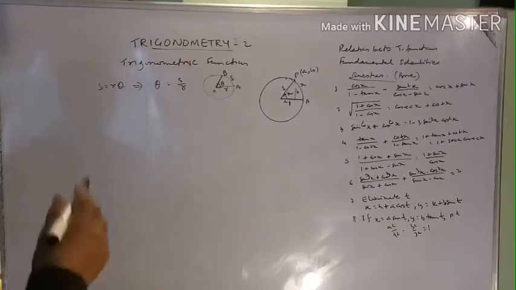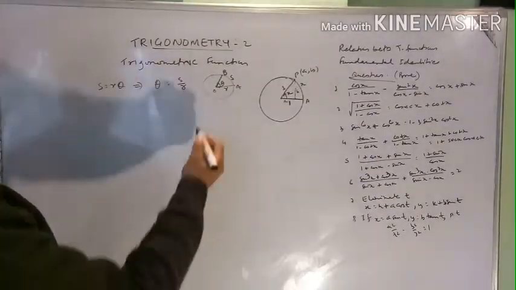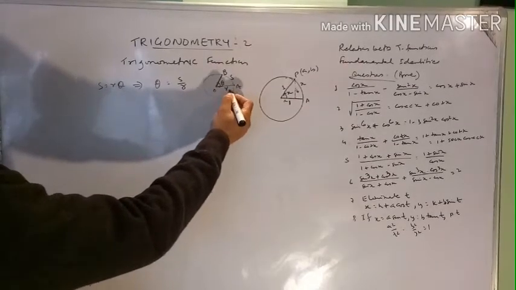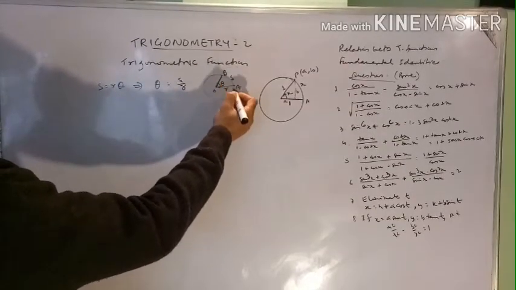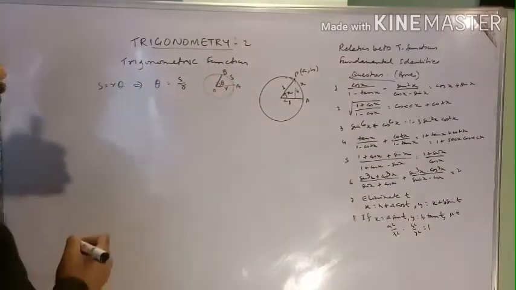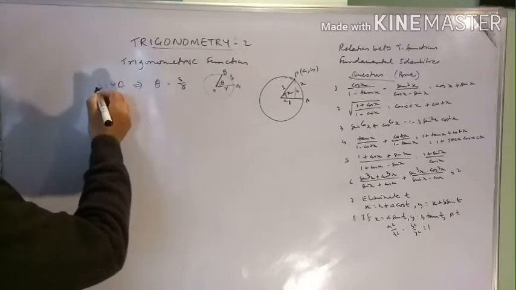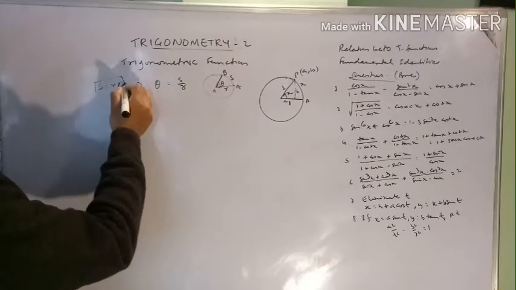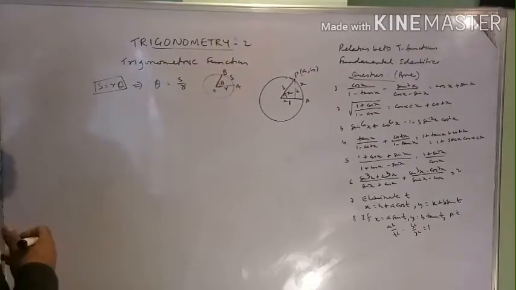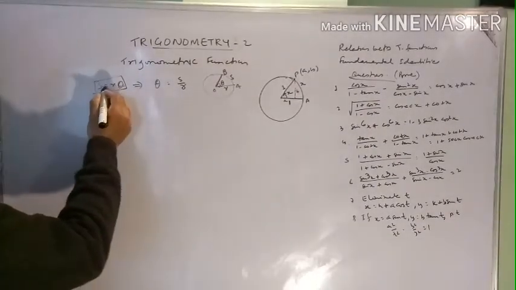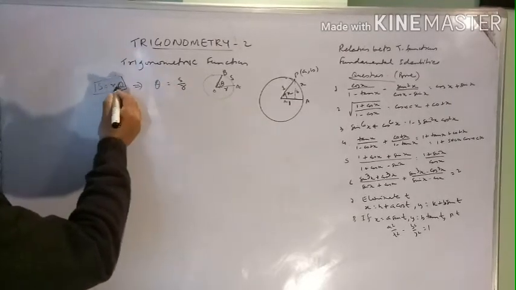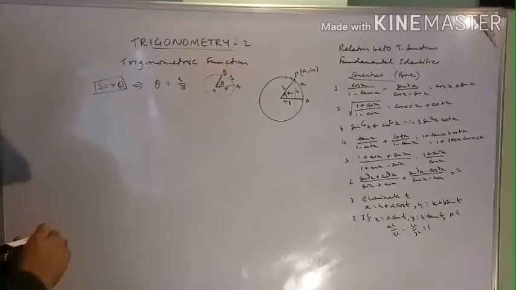Okay, from the previous class, you know, in a circle, if O is the center and the radius is r, and AB is the arc length S, and the angle subtended by S at the center is theta, then arc length S is equal to r theta. We derived this formula in the previous class. So if S is equal to r theta, then theta will be equal to S by r.